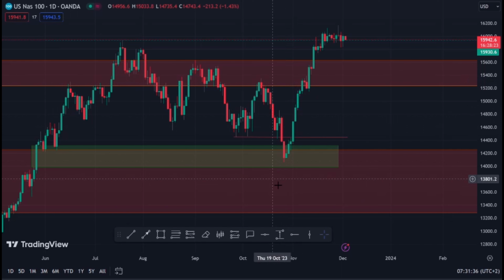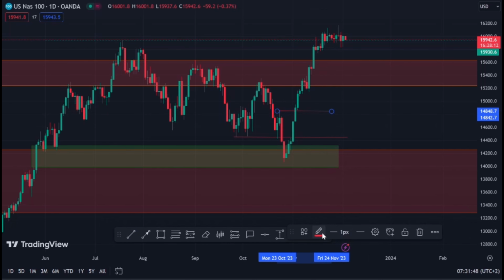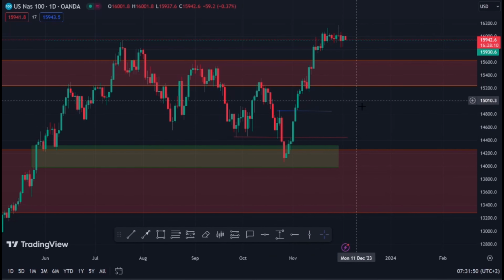After we bought, as we went up, we violated this area here. There was a fair value gap here. We violated it. After we violated it, we took this high right here. Let me change my highs to blue. High number 1 taken.